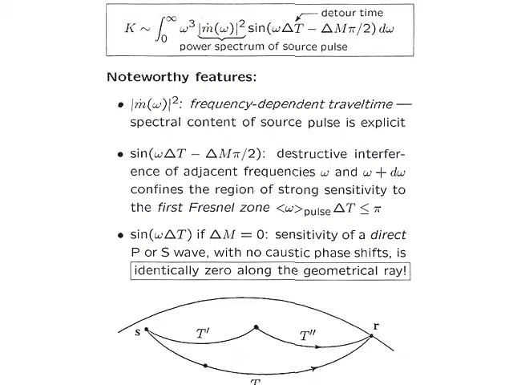The other thing I want to point out is that if this term here, which I haven't even told you what it is yet, is 0, and it turns out to be 0 for a reflected wave or a turning wave, then what you have here is an integral over all frequencies of sine of omega times this detour time. But the detour time is 0 for that point, because to get to that point, you just go down there and then you just keep going, and there's no detour. And that tells you that the sensitivity is going to be identically 0 everywhere along the ray.